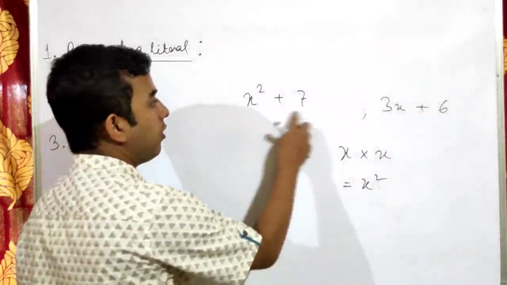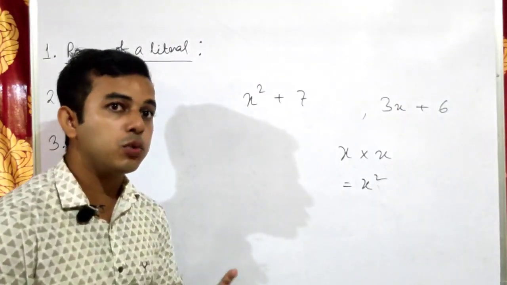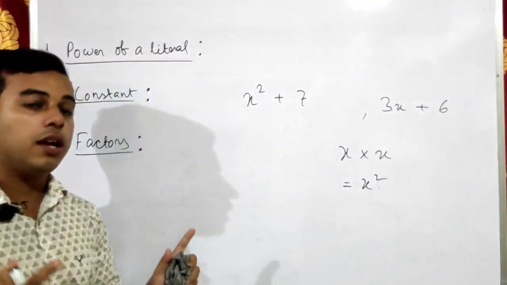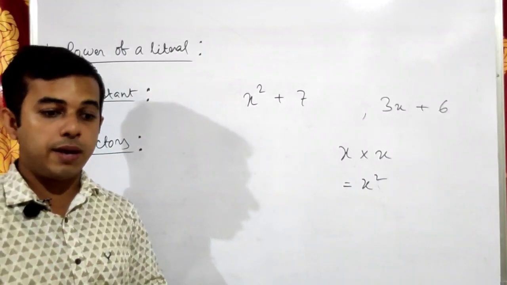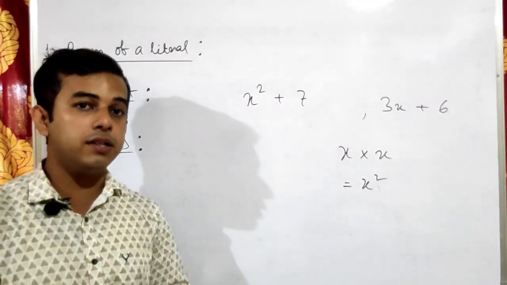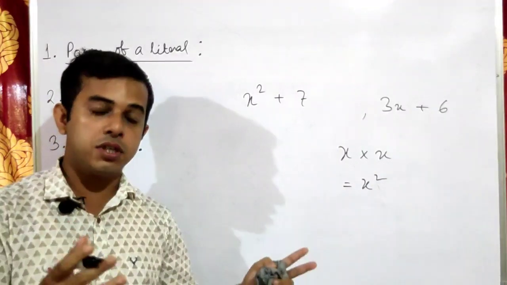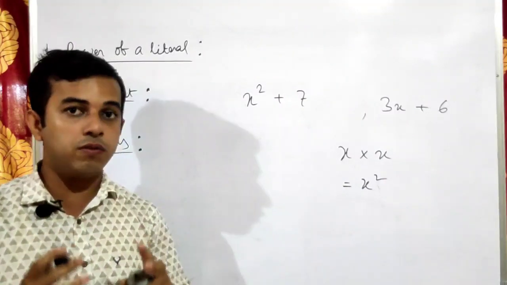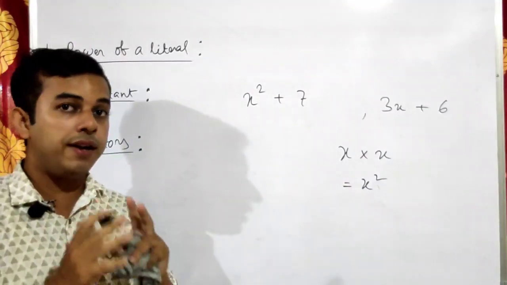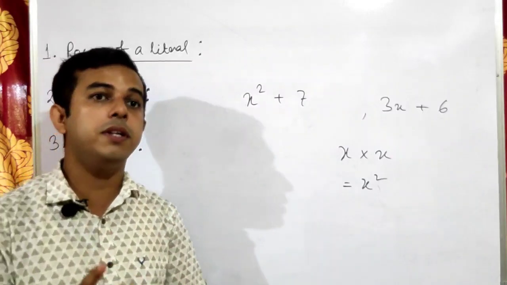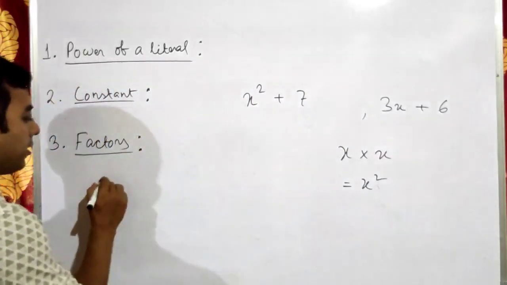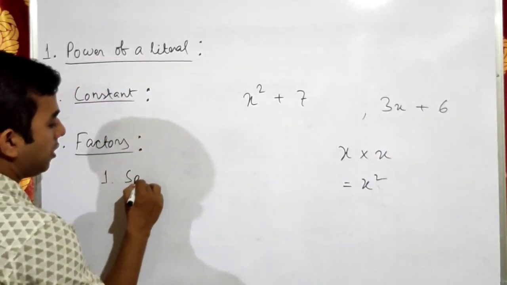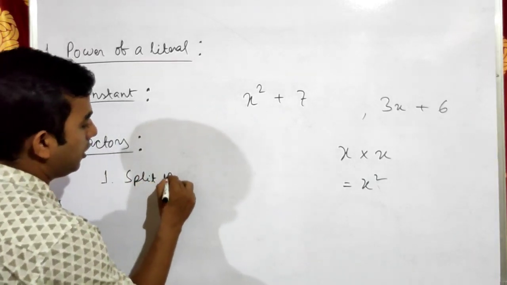Okay, so for finding factors we have to first split the term of an expression. What is term? Term is a combination of letters, constants and variables. Okay, term is a combination of constant and variables. So for finding factors, first we have to split the term. Okay, number 1, split the term.